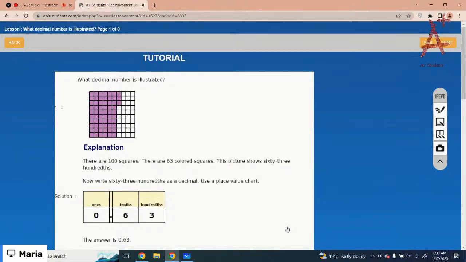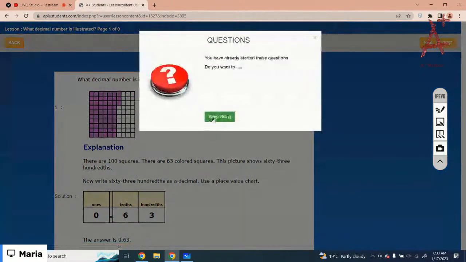Okay, what decimal number is illustrated? You have to write down the decimal number. Got it? So you have to calculate the squares. Total squares are 100, and how many of them are colored? 63 of them are colored. Got it? That means 63 out of 100 are colored. So you can write them as 63 hundredths. So you can write 0.63. Got it? It would be 0.63. Got it? Okay, let's just start with the test questions.